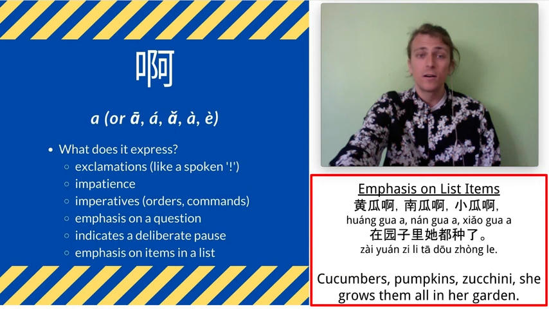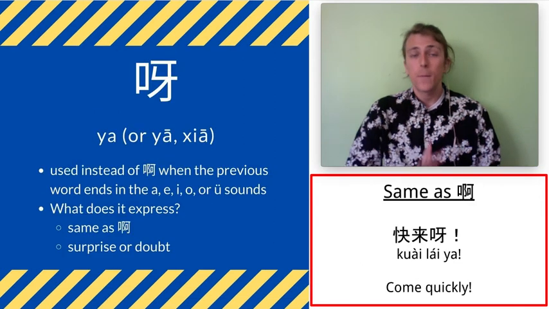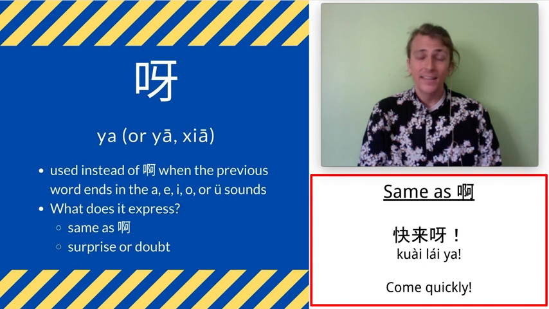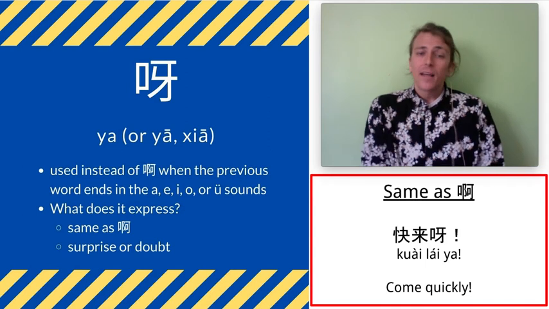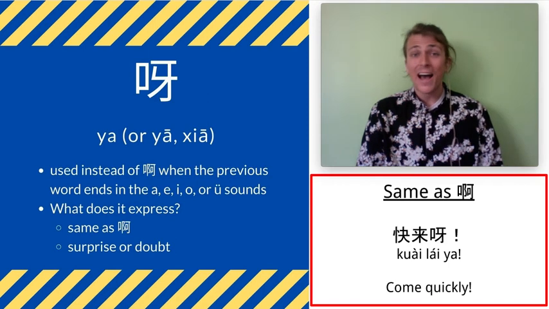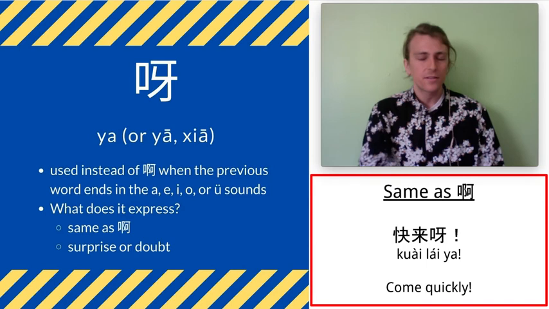Okay, moving right along to the next auxiliary modal particle. We have ya. Again, this is usually neutral tone. You can say ya with the first tone or apparently xia with the first tone. I've never heard that pronunciation personally, so it's usually just neutral tone ya.